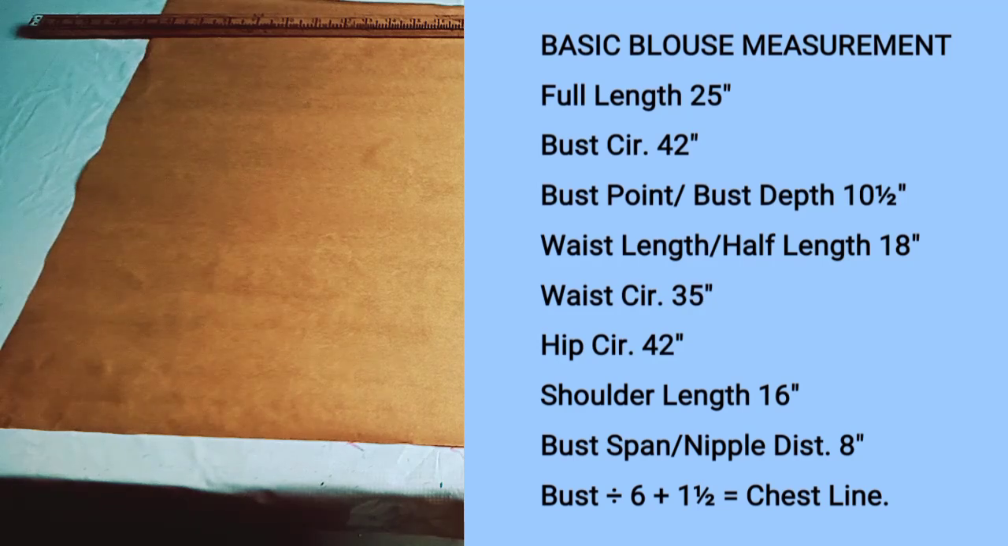Today's class, we're going to learn how to draft the basic blouse. The measurements we'll be using: full length 25, bust circumference 42, bust point 10 and a half, waist length or half length 18 inches, waist circumference 35, hip circumference 42, shoulder length 16, bust span 8.